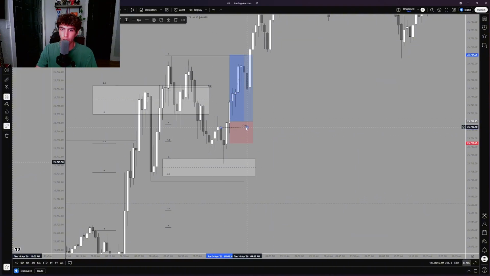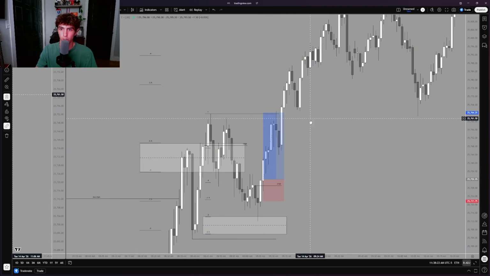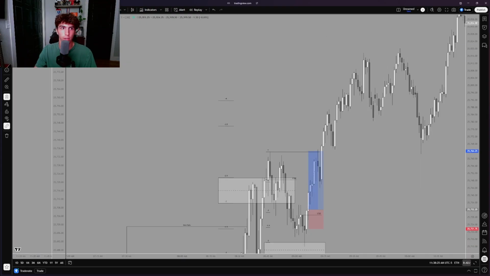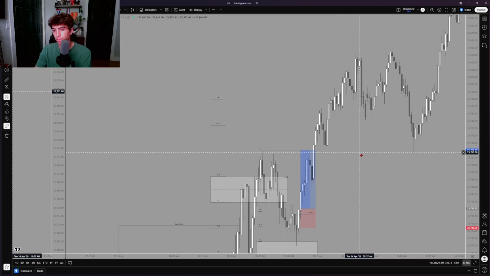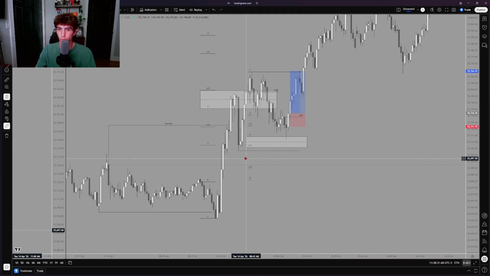I used my change in state. I used the standard deviation level after bouncing off, targeted the internal high. Could have targeted higher to this -4, -3.5 right here. Could have targeted that. I didn't. But this would be an example of a bullish and also using a bearish standard deviation level.